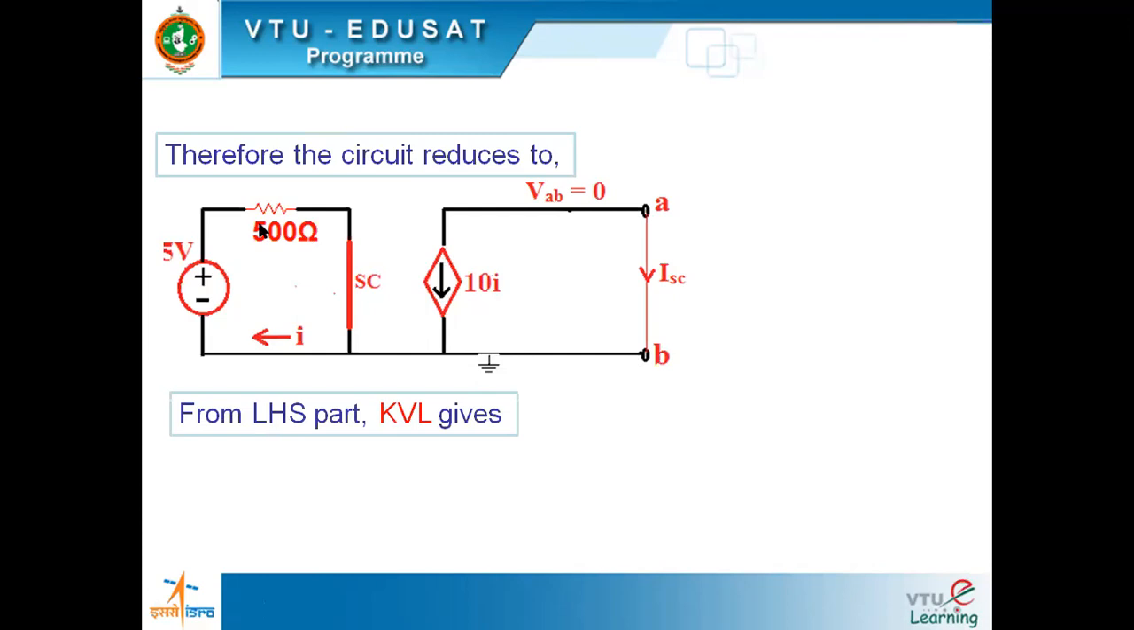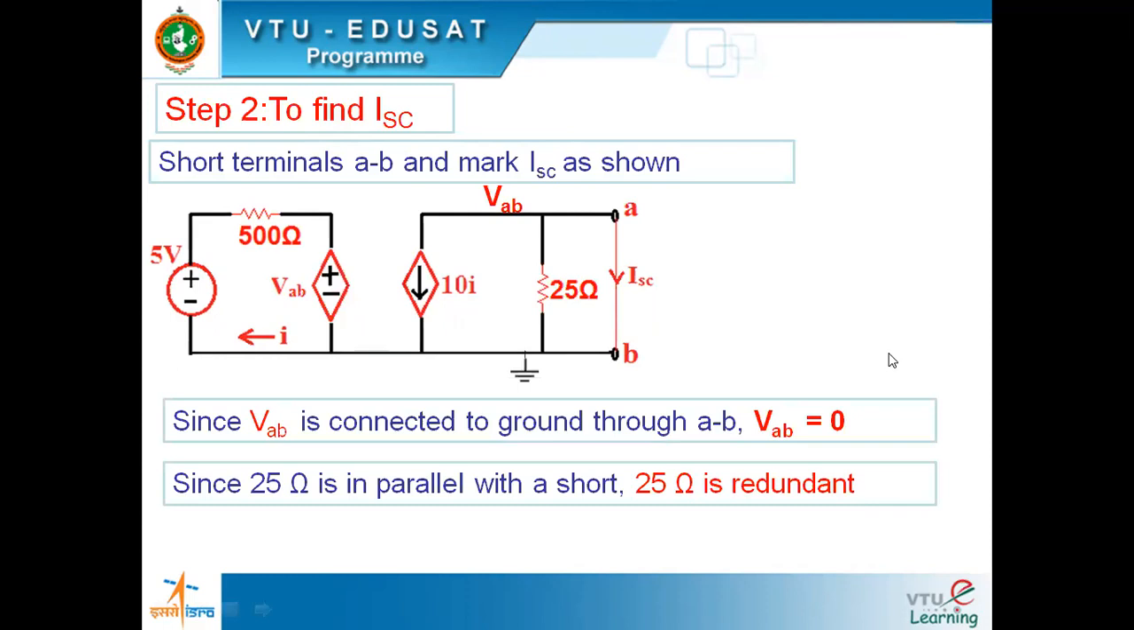So how to find out I? By applying KVL to this particular mesh. And there is a short circuit. Everybody understand why this is a short circuit? I didn't talk about that. VAB is 0, mind you. VAB is 0, and this 25 ohms is redundant. This is redundant, and this VAB is 0.